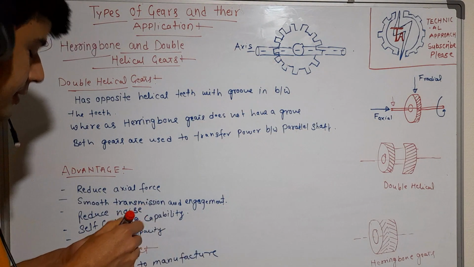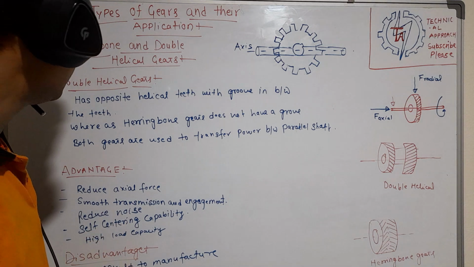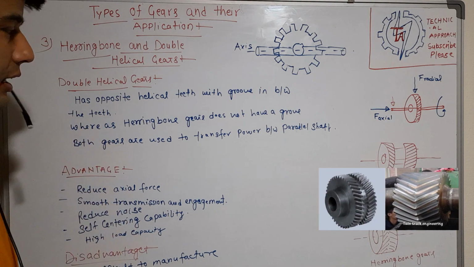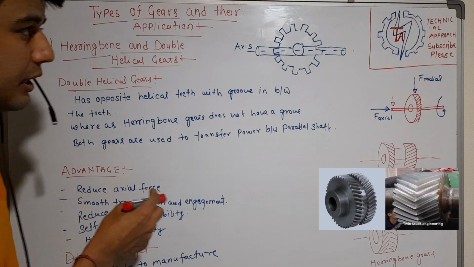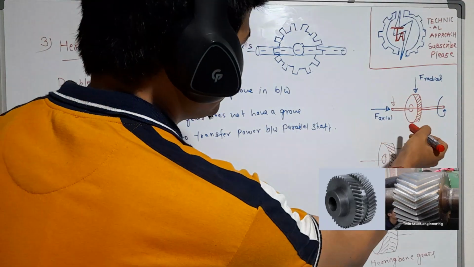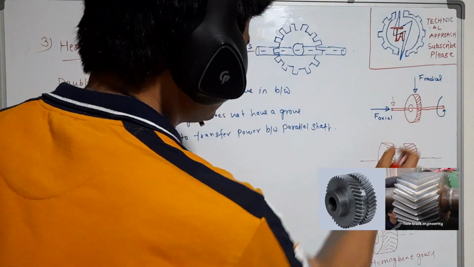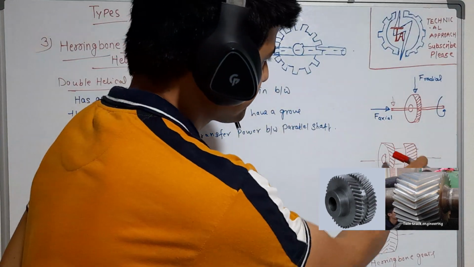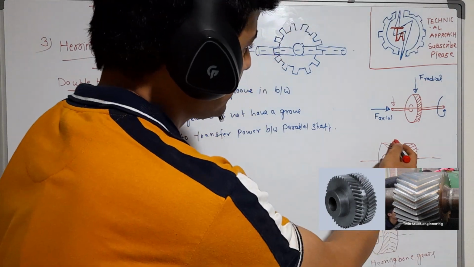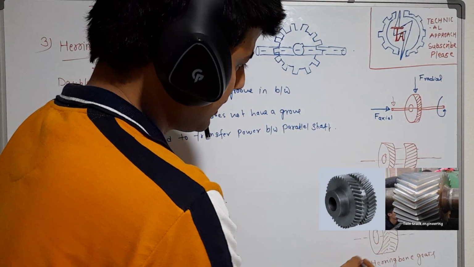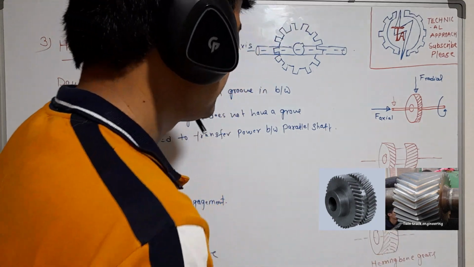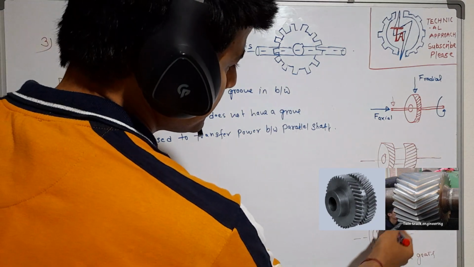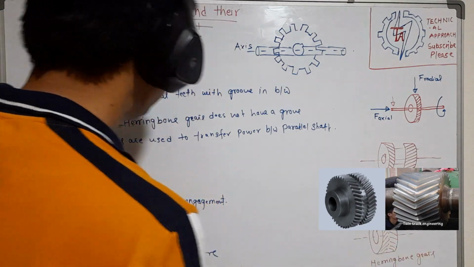हमारा तीसरा गियर है herringbone and double helical gears. Double helical gear and herringbone are both a merge of two helical gears, similar, but the two are opposite. In double helical there are two helical gears, and herringbone also. These are opposite gears.